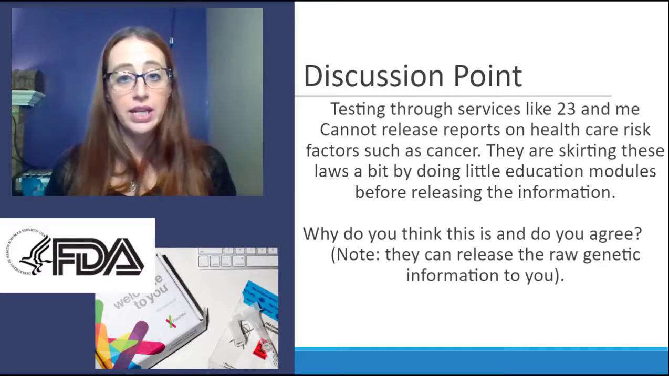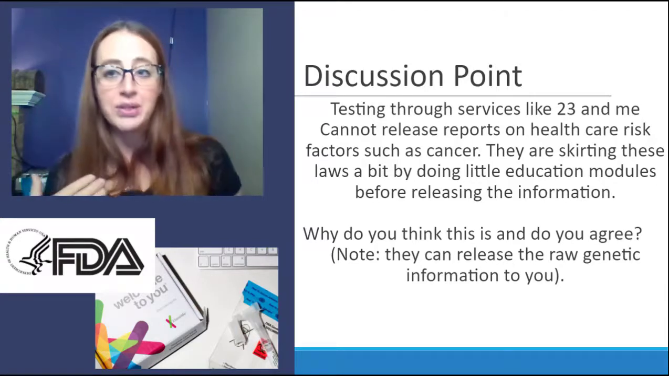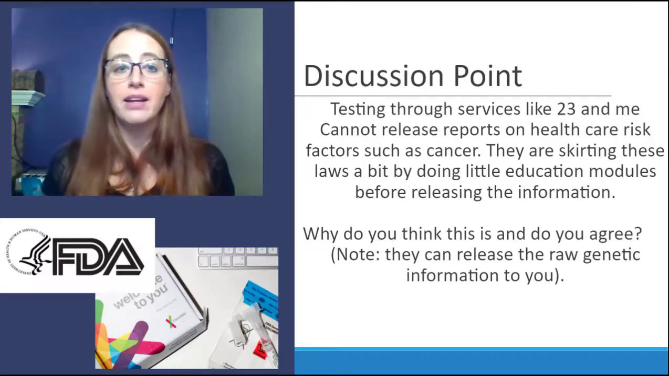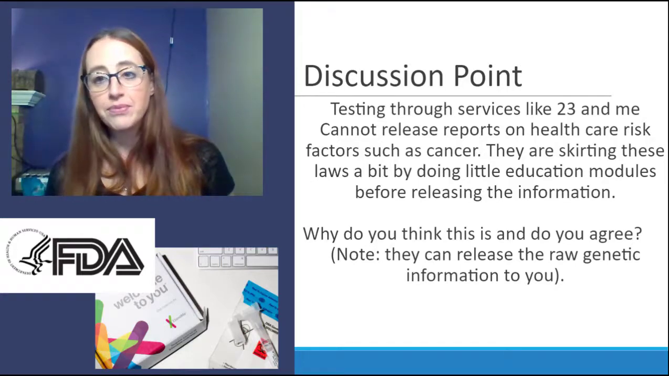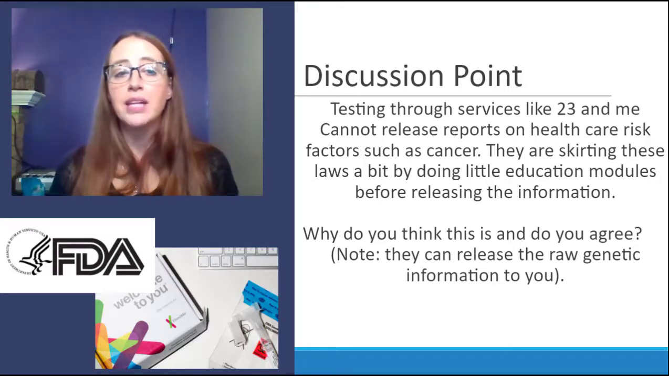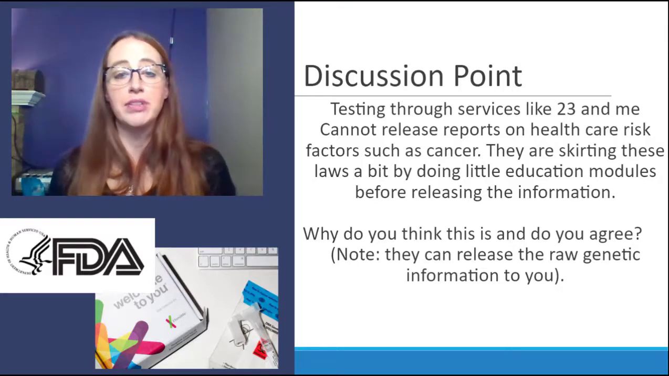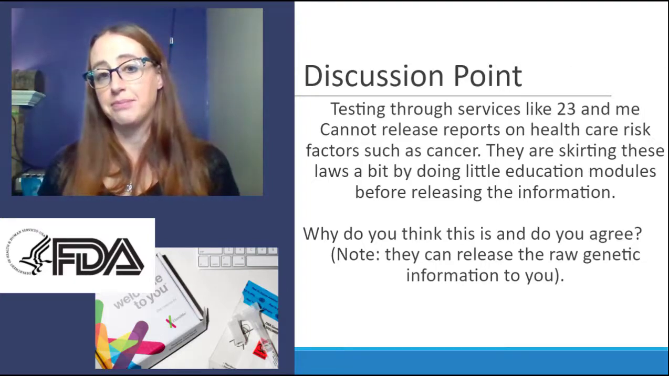So for instance, I could find out if I was a carrier for any gene that I might pass on to my children. And I could find out, for instance, the reason that I hate cilantro is because I have a gene that makes it taste bad. But I couldn't find out if I had the BRCA mutation or not. Since that rule was put into effect, companies have kind of gotten around it by providing education in the form of little online modules that teach people about what a genetic predisposition means.